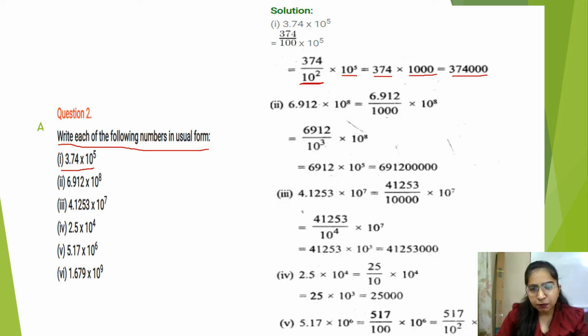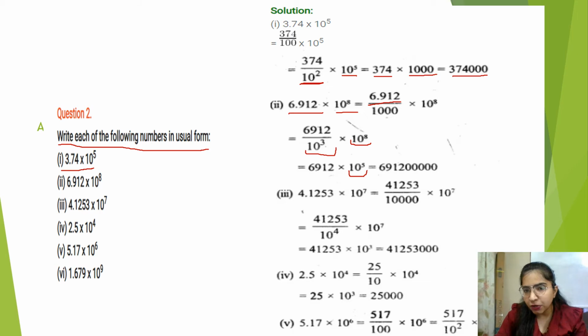Clear? Second part, 6.912 into 10 raised to power 8 is here. You have to convert it into usual form. First of all, we are deleting the point. To delete the point, we have to put 1000 in the denominator. You have to show that you are dividing by 1000 after deleting the point, into 10 raised to power 8. 1000 can be written as 10 raised to power 3, and base is the same, so power should be subtracted. 8 minus 3 will become 10 raised to power 5.